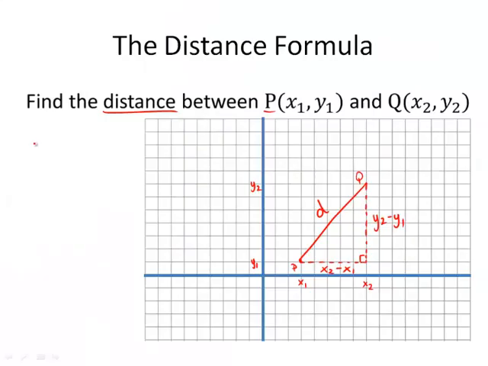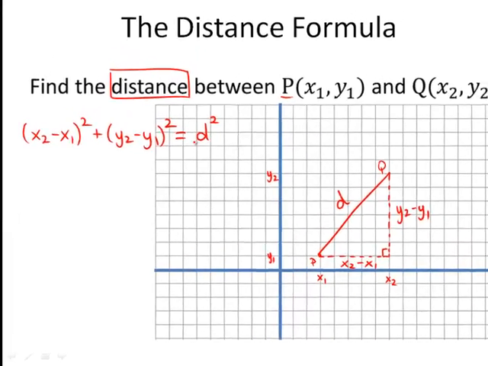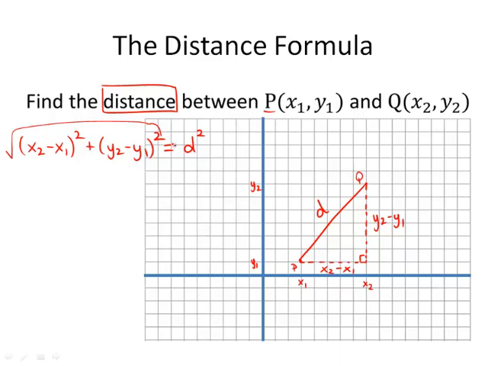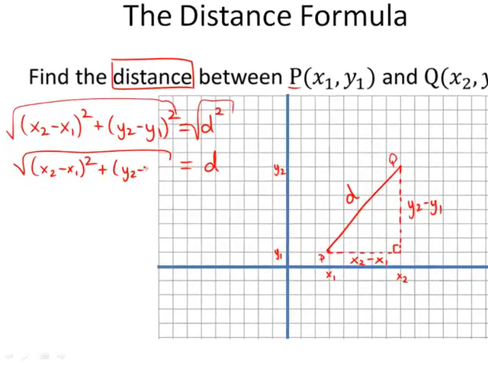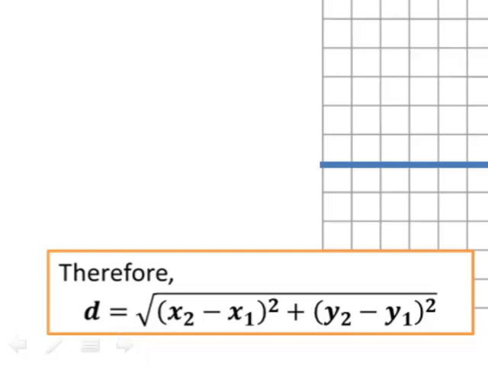Let's go ahead and use the Pythagorean Theorem. We know that the two shorter sides squared and added together should be the diagonal squared. So, if we solve that so that we have d by itself, a distance formula, that would mean we'd have to square root both sides, giving us d to be the root of x2 minus x1 squared and y2 minus y1 squared, which is the distance formula. Hopefully you can see where it's coming from.